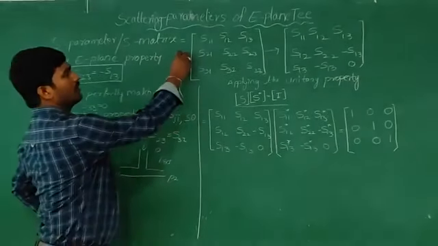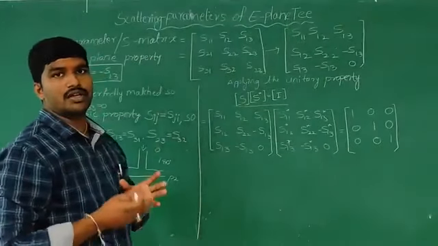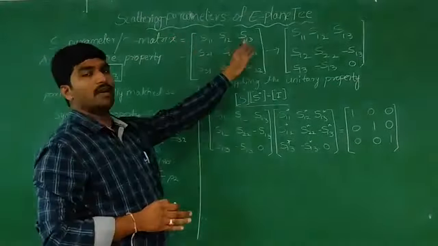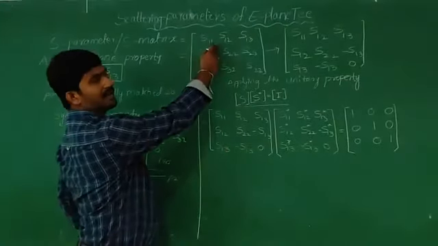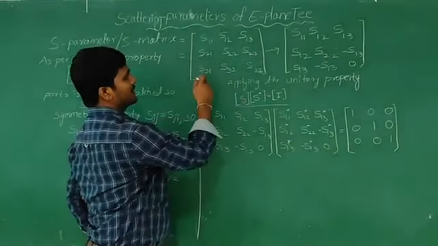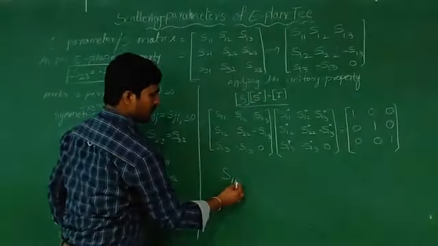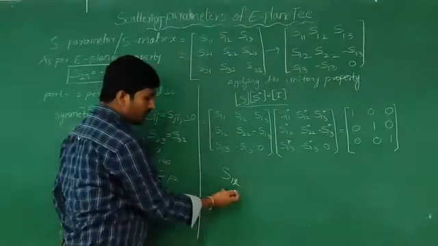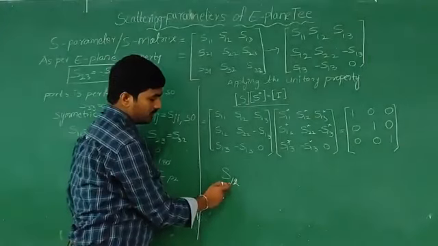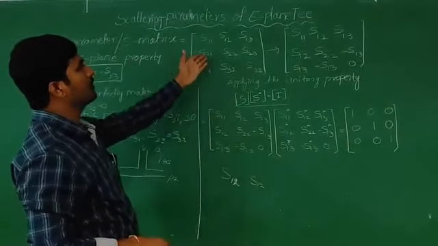Actually, we can write the S parameters as a 3 by 3 matrix, because we are using the E-plane T, which is a 3-port network. The S matrix is S11, S12, S13, S21, S22, S23, S31, S32, S33. Why are we writing S12? If we give the input to the second port, we get output at the first port. That's why we write S12.